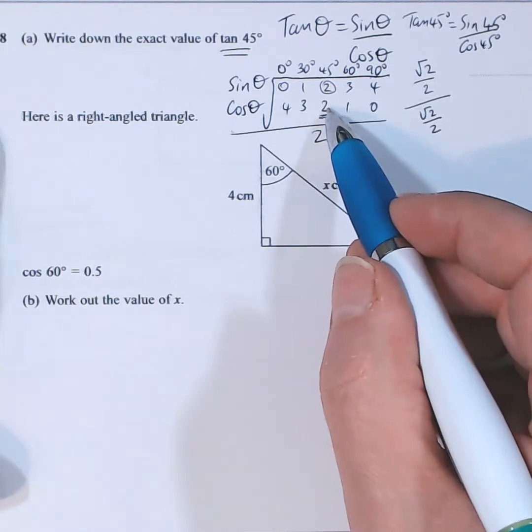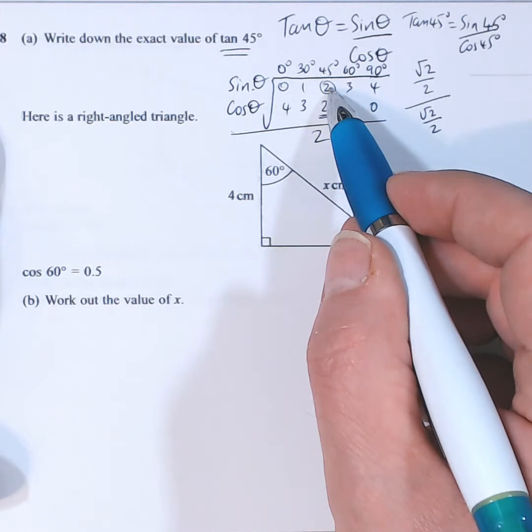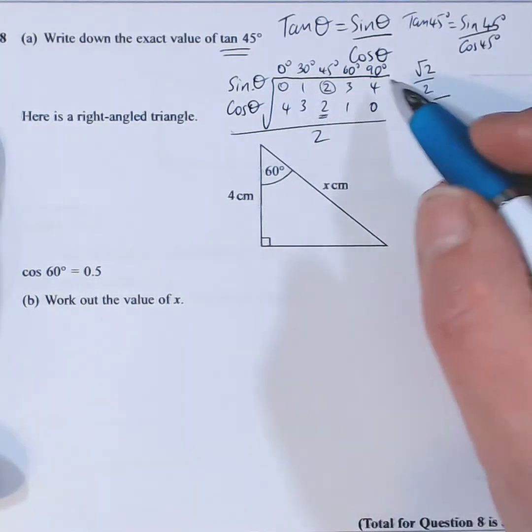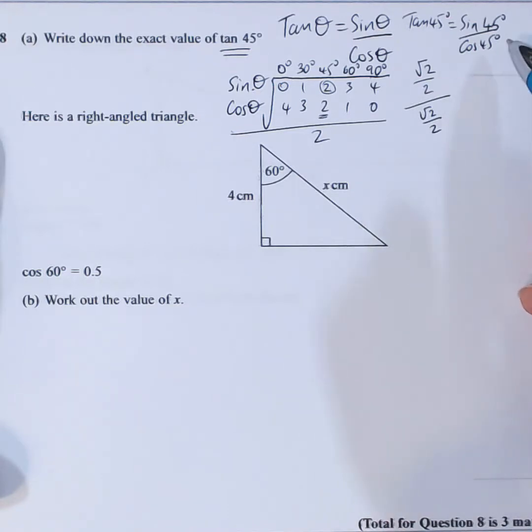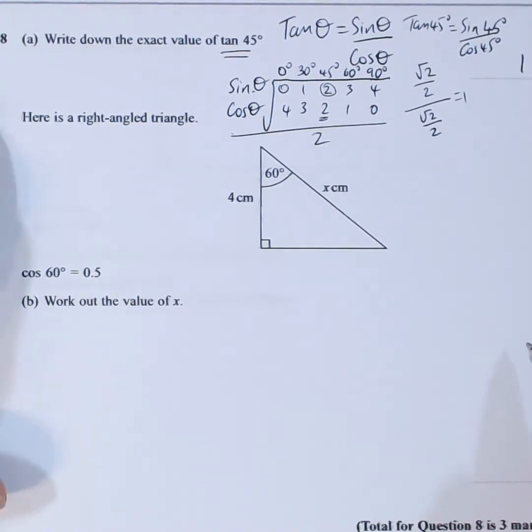So we basically come to the memory aid, we find out the angle we want, and then we write the root of that over 2. That's the way this memory aid works, guys. Same thing divided by the same thing, then the answer is 1. So the answer to this question was 1.